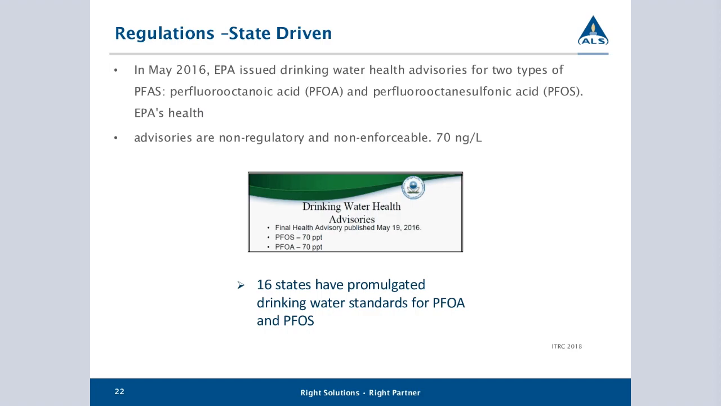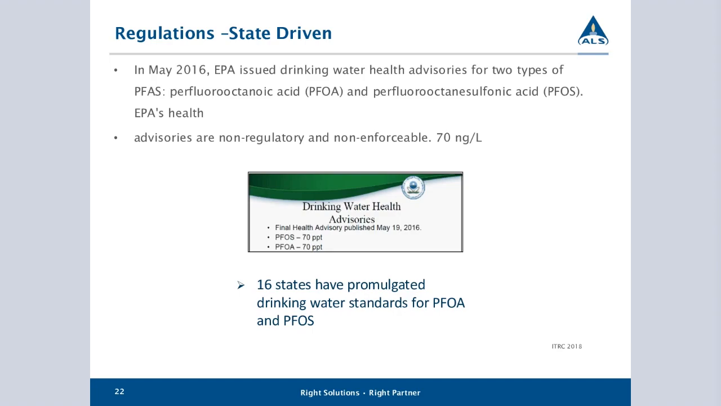There's very little, if any, federal or U.S. federal-driven regulations. So in May of 2016, the EPA issued a drinking water health advisory for 2 PFAS compounds. So the compounds are PFOA and PFOS. And the advisory limit was 70 nanograms per liter. But this limit is non-enforceable. So there were no regulations out there.